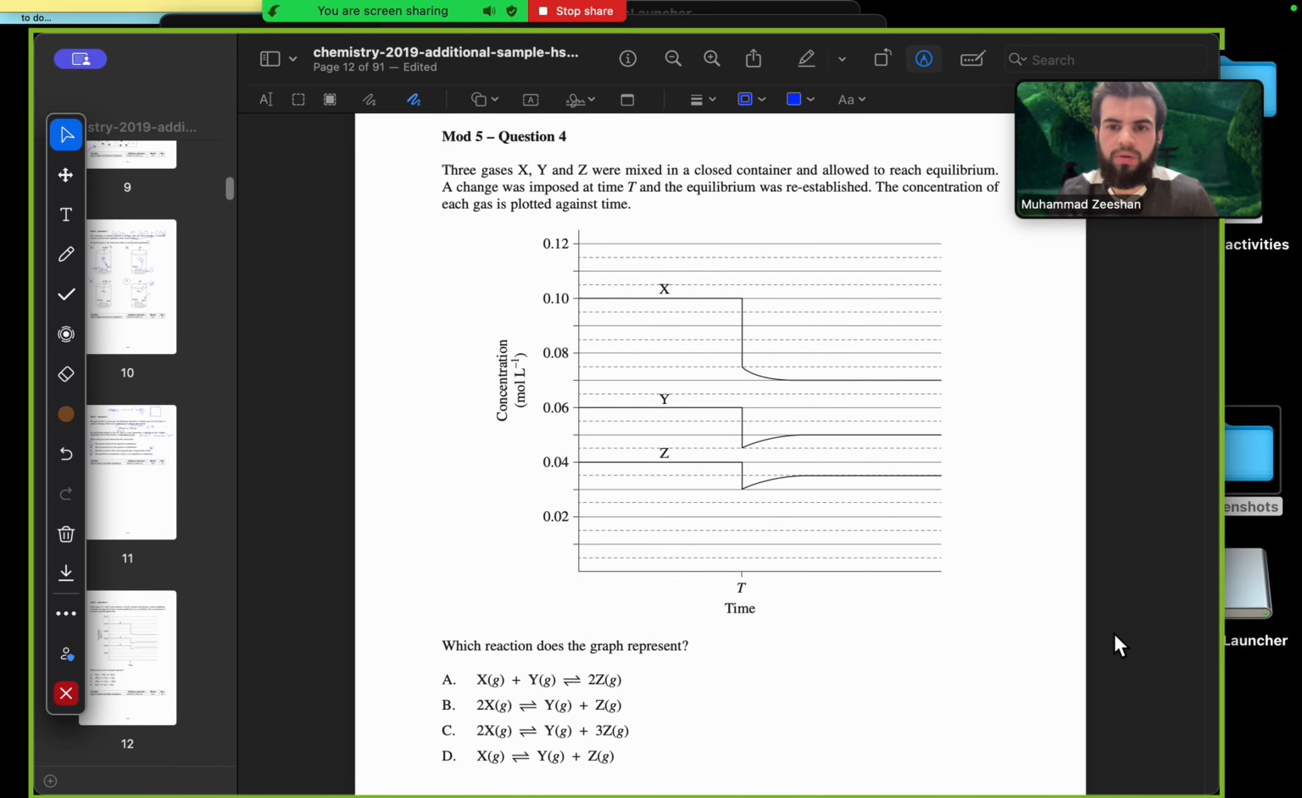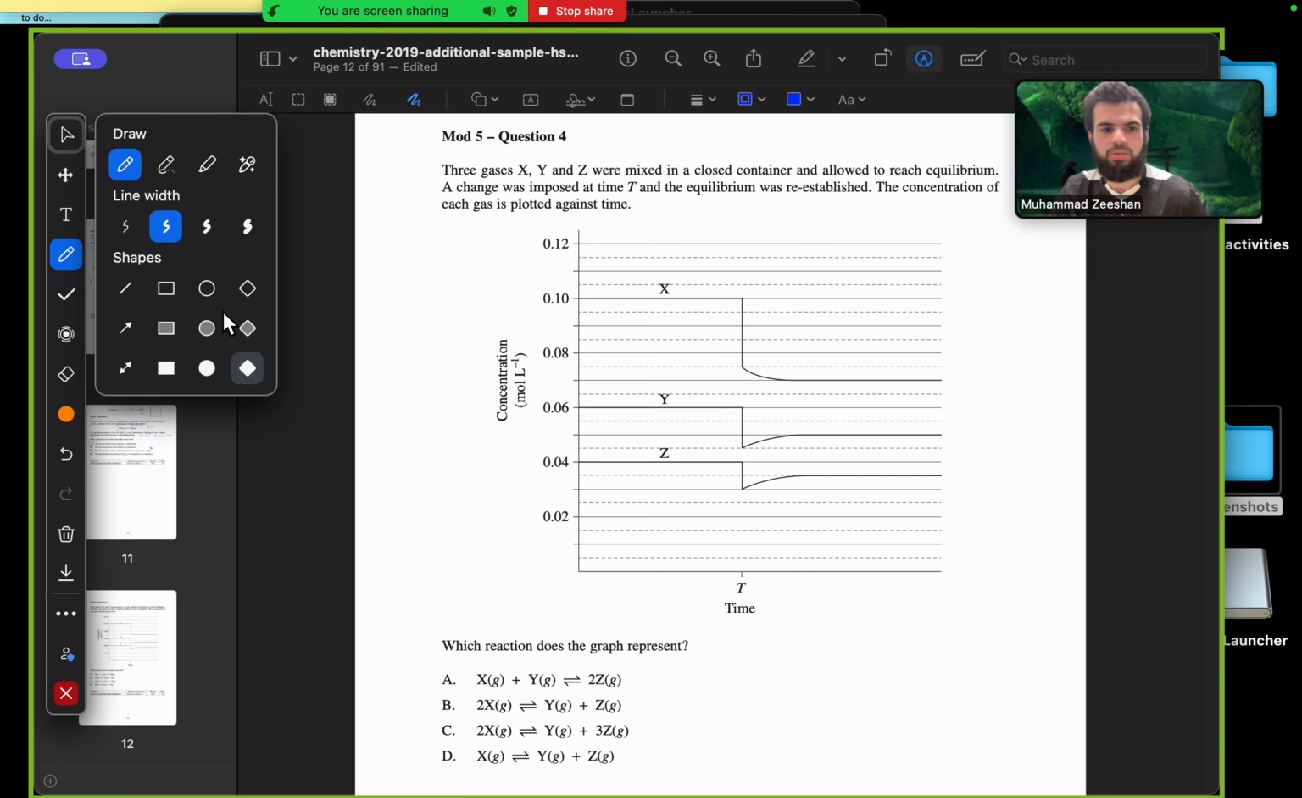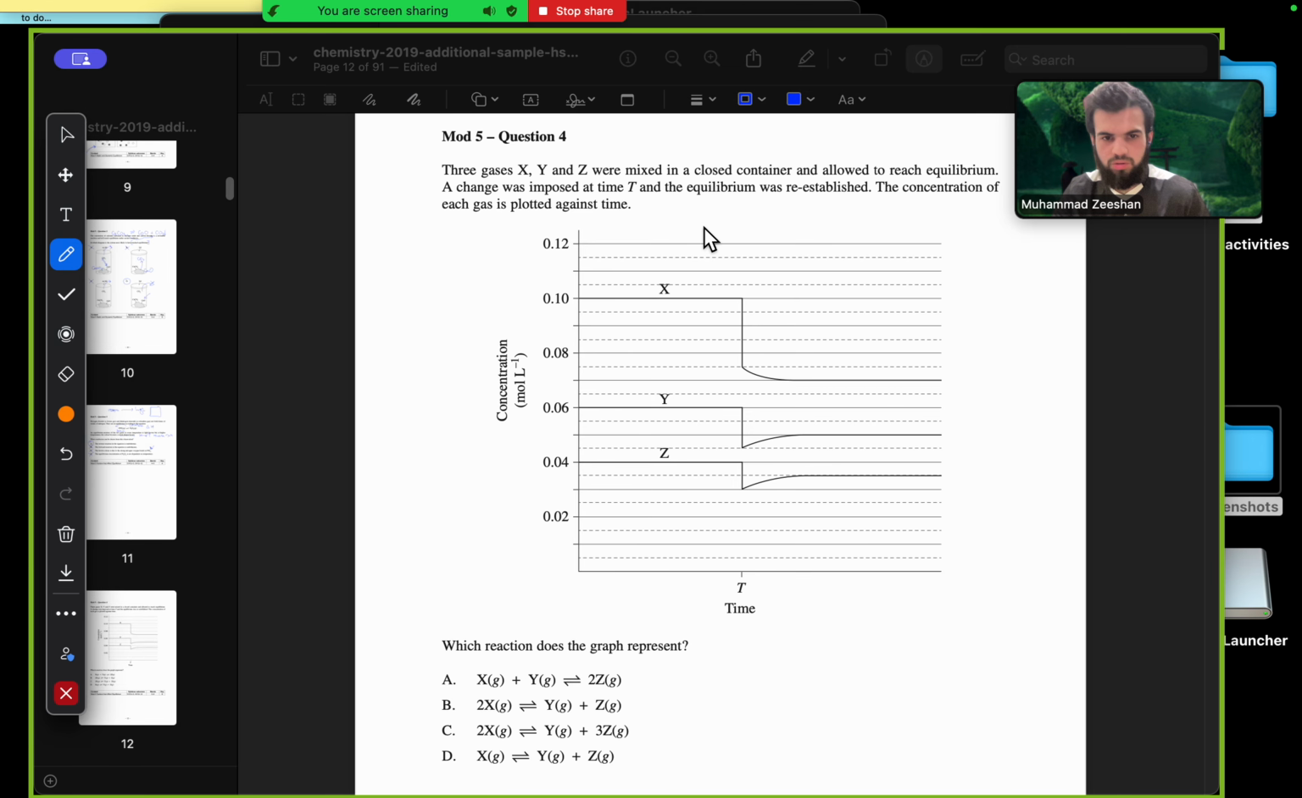Let's do this question. Three gases X, Y, and Z were mixed in a closed container and allowed to reach equilibrium. A change was imposed at time t and the equilibrium was re-established. The concentration of each gas is plotted against time.